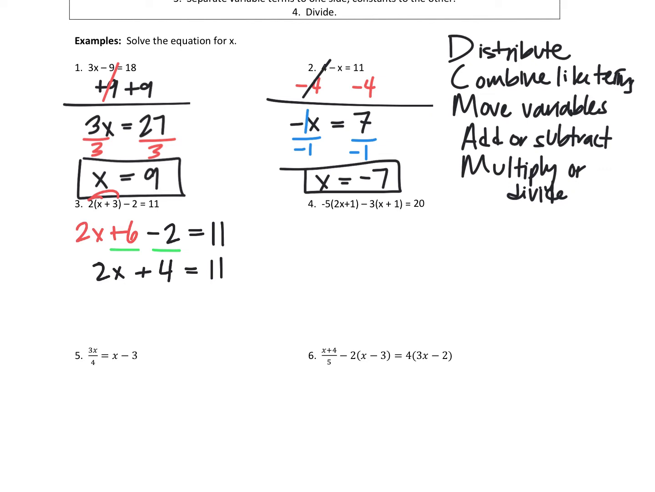So, Libby, what should I do next? 2x equals 11 minus 4 is, I told you, subtraction, 7? Great. Oh no, some of us aren't going to like this. Okay, we're almost done. Cadence, what's the last thing I should do? Divide by 2. Yeah, you're going to divide by 2 because that's multiplication.